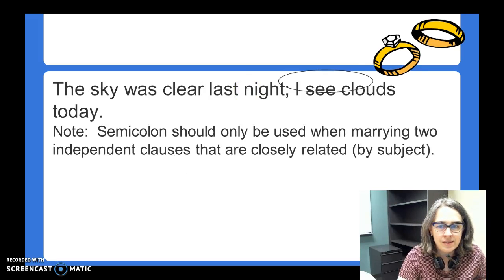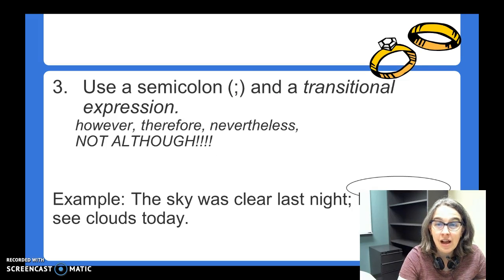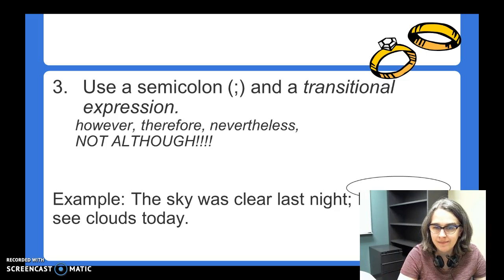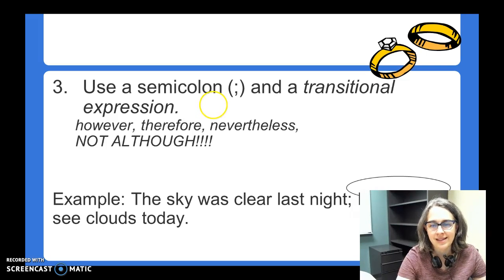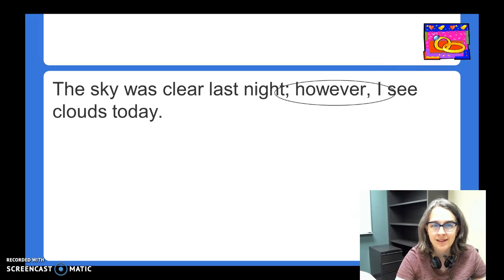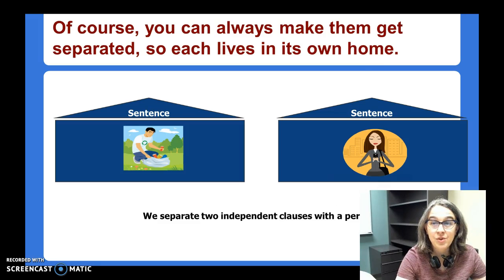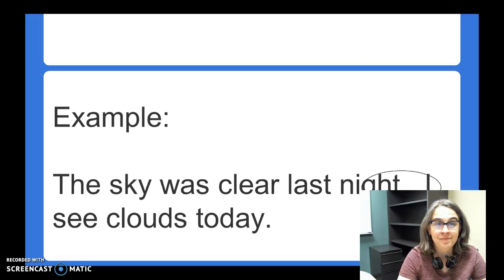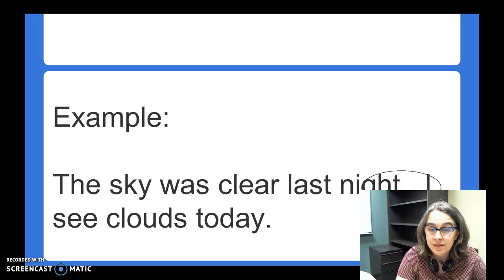The other option is a semicolon with a transitional expression like however, therefore, or nevertheless. The sky was clear last night, semicolon, however, comma, I see clouds today. You can also have them get their own homes, right? Just move them out, one sentence, the next sentence, with a period in between. So there are some examples here. The sky was clear last night, period. I see clouds today.